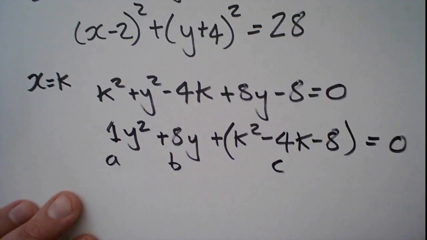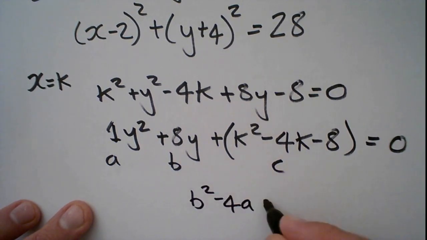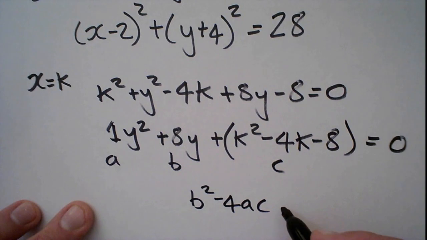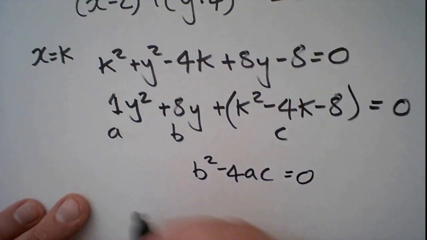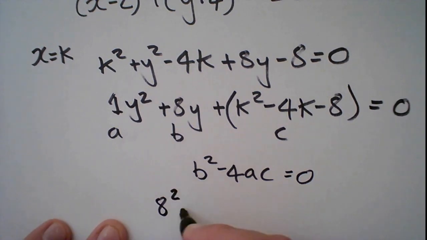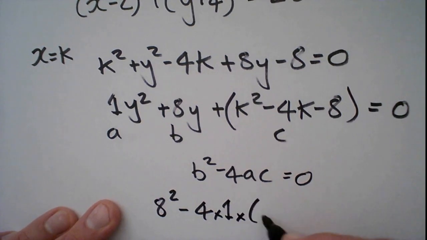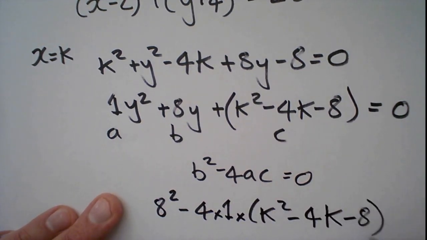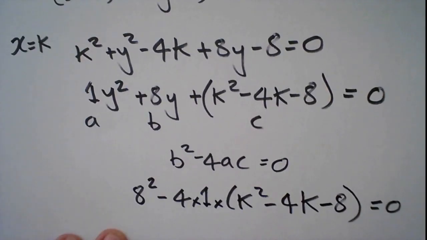As with previous questions, we're making use of the discriminant, b squared minus 4ac, such an important part of our maths, and when we have a tangent, of course, that's going to equal 0. We've just got to make sure that we substitute properly into that. So we've got 8 squared minus 4 times 1 for a times c, which is k squared minus 4k minus 8, equalling 0, and we continue with that to get our values of k.